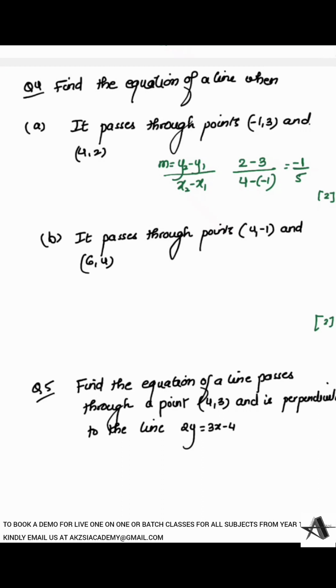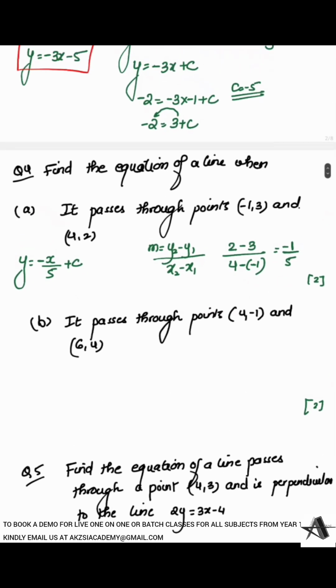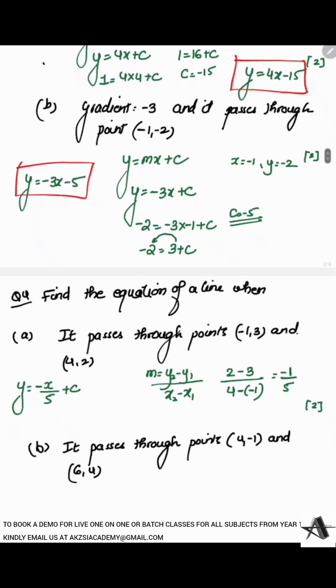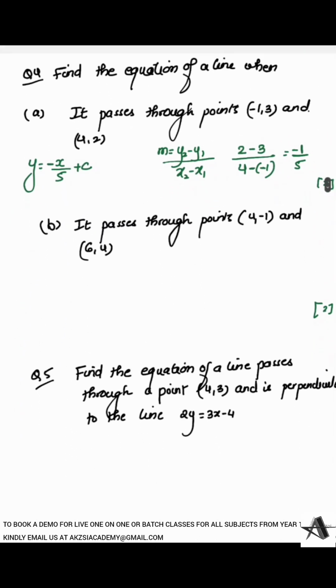I have to do the same thing. That means I need to substitute the value of the gradient: -x/5 + c. In place of m, I wrote -1/5 times x, so multiplying x by -1 gives -x/5. C we don't have. Remember what we did in the previous question, where the gradient was already given and we had one point. We substituted that point to get the value of c, and we'll do the same here. You can pick any point and you'll get the same value for c. Let me pick (4, 2).